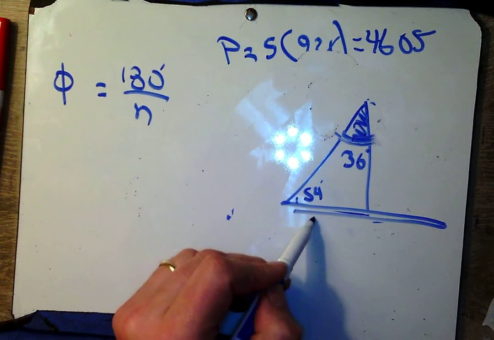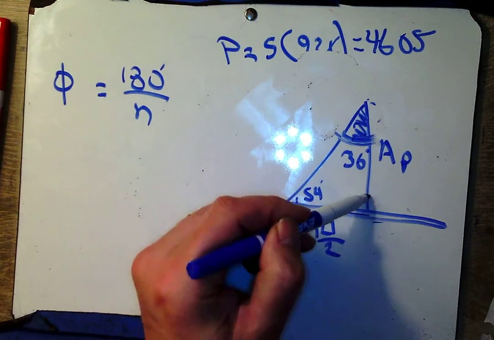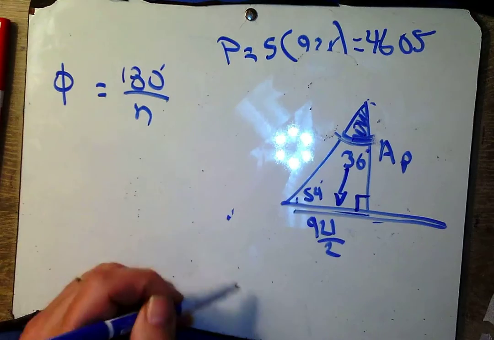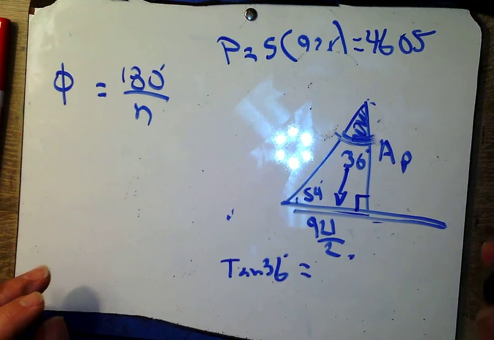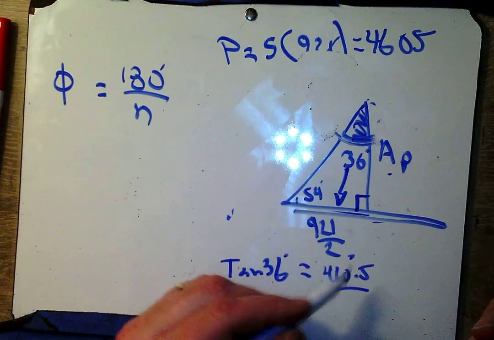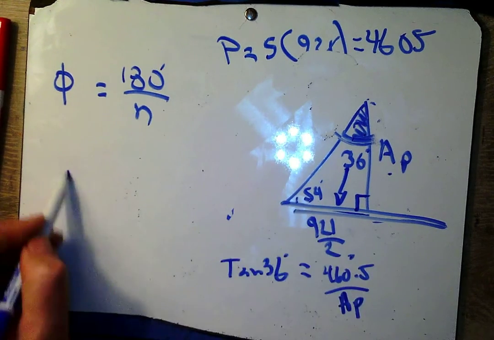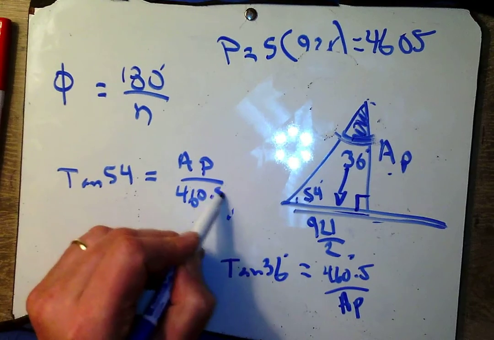Well, it turns out that generally speaking, when we use this angle and tangent, we'd have tan 36 equals, what was 921 divided by 2? It was 460.5 over adjacent. This setup is hard for a lot of students. They don't know how to deal with this variable in the bottom like that. If we go with this angle, tangent 54 is apothem over 460.5.